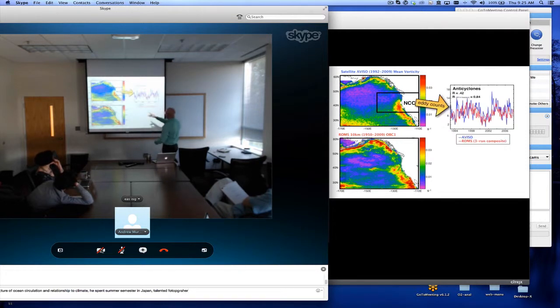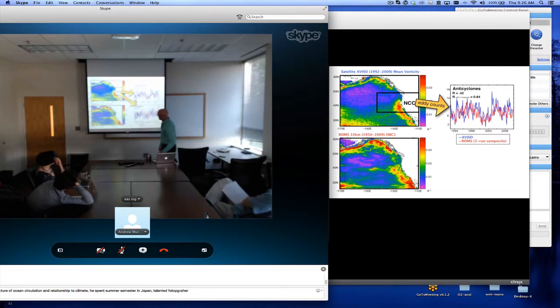The red represents a composite of anticyclone counts from our 3 model runs, and the blue is anticyclone counts from AVISO. You see that not only have we captured the stationary statistics, but we've also got a lot of that interannual variability, which is very nice. It's difficult to determine significance with something this short, but 0.42 is actually quite significant in this case.